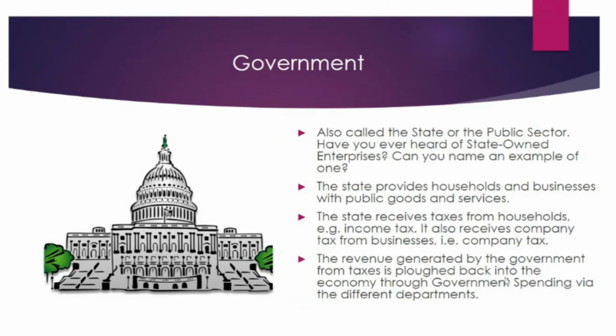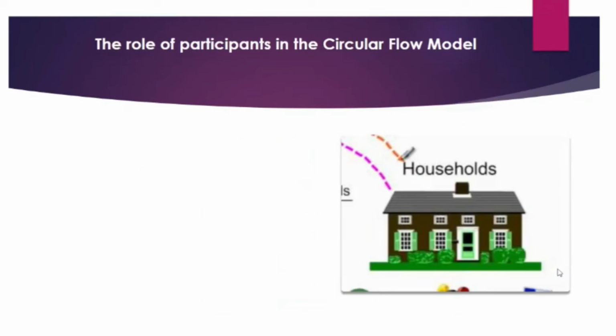The revenue that is generated by government from taxes is plowed back into the economy through government spending via the different departments. The Department of Basic Education, for example, will be responsible for building schools and getting textbooks and providing feeding scheme food. And the Department of Correctional Services will be responsible for running the prisons and so on. All these departments have their different responsibilities, and they get the money from the government to fulfill those obligations.